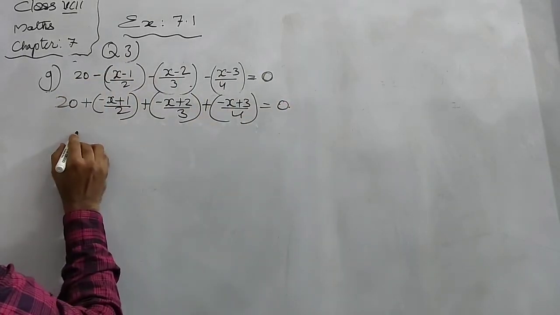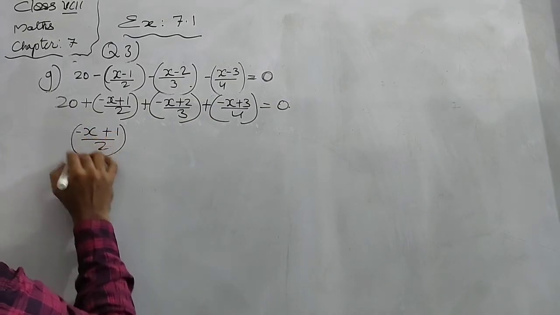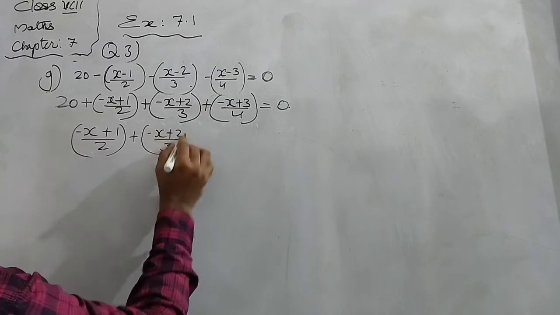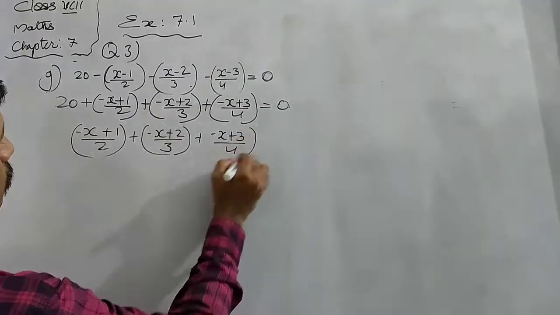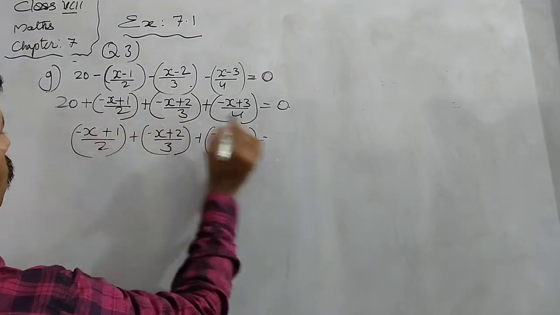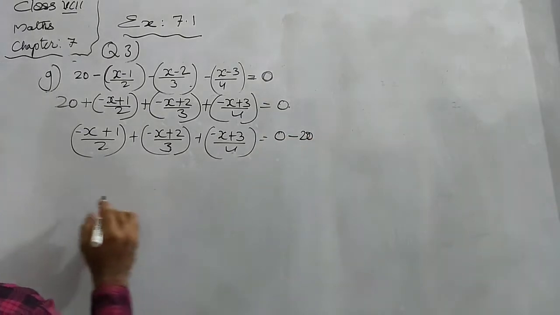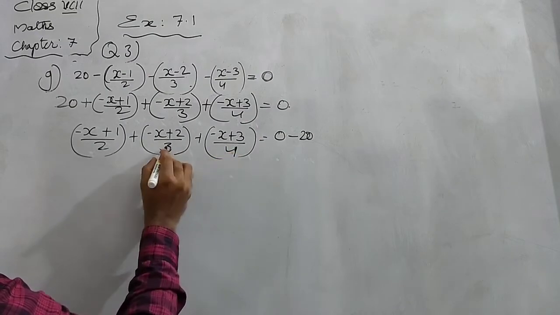Now students, we want to take the LCM, but before taking the LCM, this 20 I am shifting to another side, so it will be negative x plus 1 upon 2 plus negative x plus 2 upon 3 plus negative x plus 3 upon 4 is equal to 0 minus 20. And now we can take the LCM. LCM of 3, 4 and 2 is 12 only.